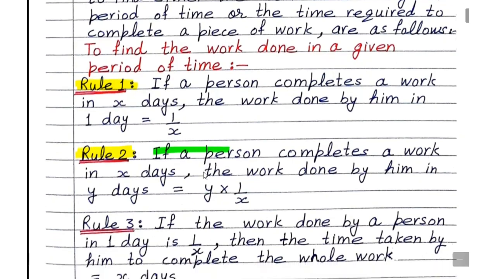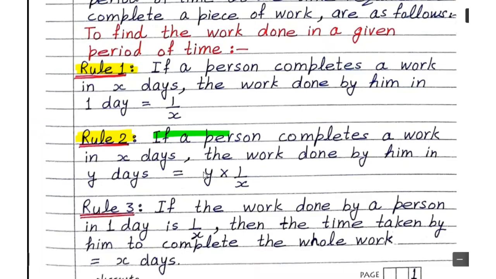Now see, rule number 3 is: if the work done by a person in one day is 1 upon X, then the time taken by him to complete the whole work will be equal to X days, right? So these are the 3 rules that we are going to follow while doing the questions based on direct and inverse variations. I hope it is clear.